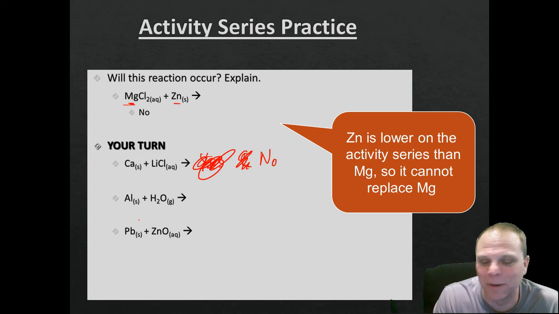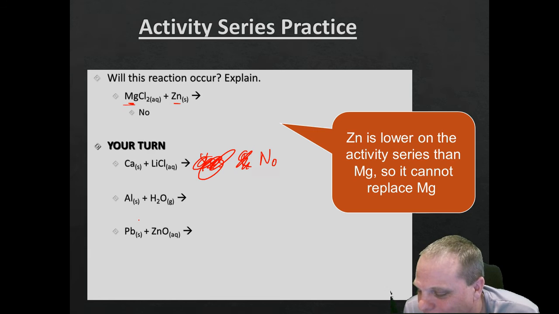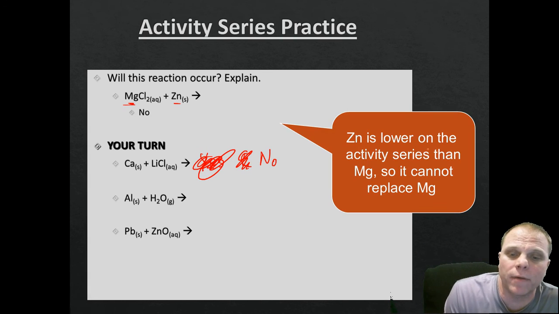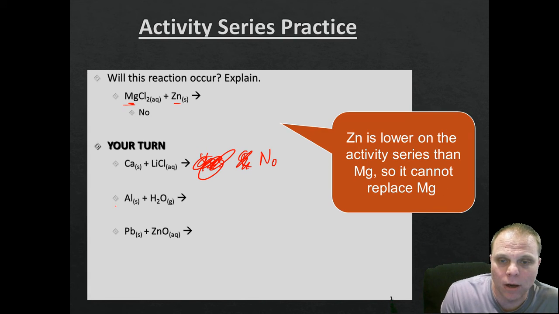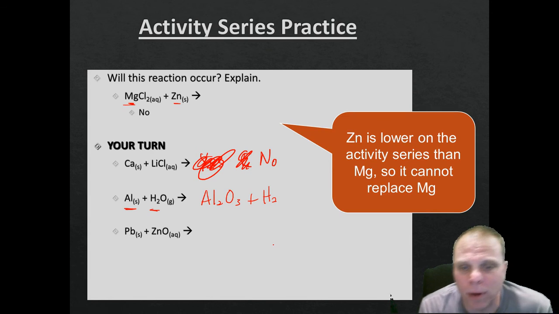All right, now aluminum and hydrogen. Look at that one. Oh my goodness. What is going on in my brain sometimes? Okay, aluminum and hydrogen. Aluminum's way above hydrogen. All right, so will aluminum replace hydrogen? Yes, indeed, it sure will. So we'll end up with the aluminum oxide, and then hydrogen gas is going to be leaving as one of the other products.